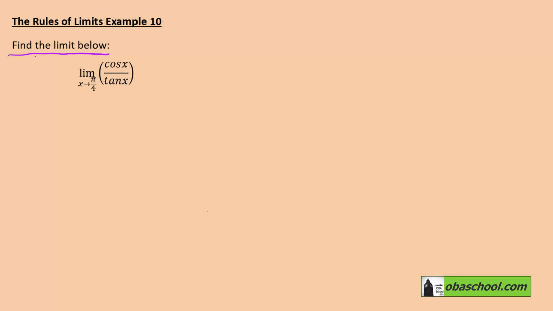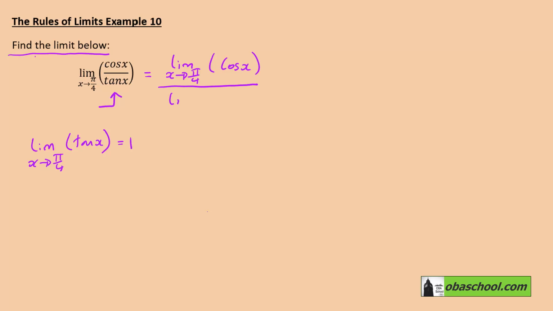Find the limit below. Now the first thing to note is that the limit as x tends to pi by 4 of tan x is equal to 1, and therefore we don't have a problem with the denominator here. So we can do this as the limit as x tends to pi by 4 of cos x divided by the limit as x tends to pi by 4 of tan x.